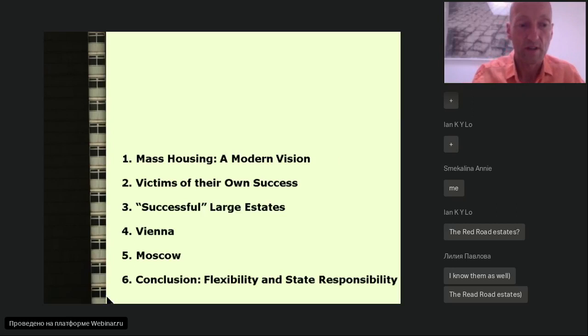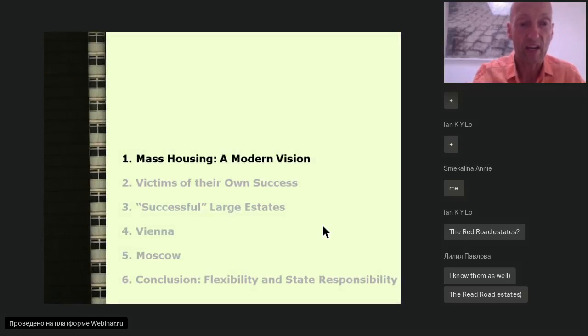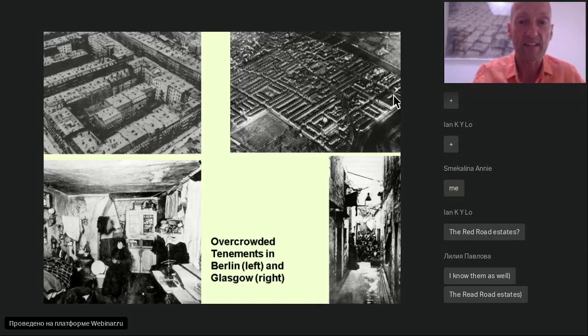So, first of all, what is mass housing? Mass housing is a modernist vision. It is an idea that was very much connected to the big hope of the early 20th century to overcome the enormous housing shortage that was widely considered the most pressing social problem. And that wasn't only the case in Germany, it was the case in all the industrialized countries, particularly in Western Europe and North America, but equally in underdeveloped countries.